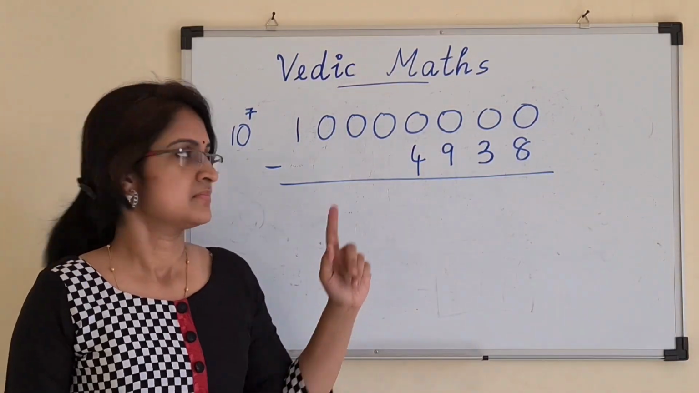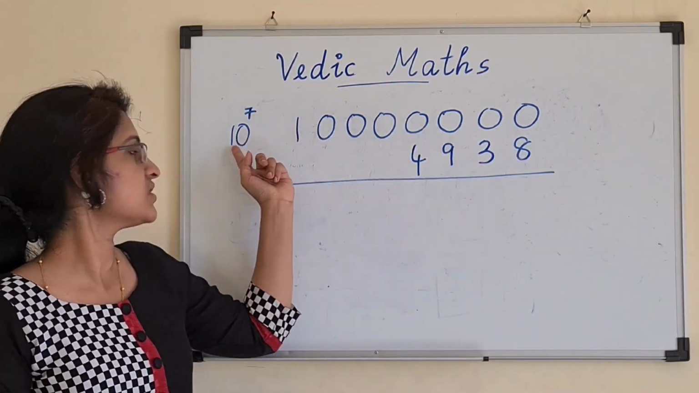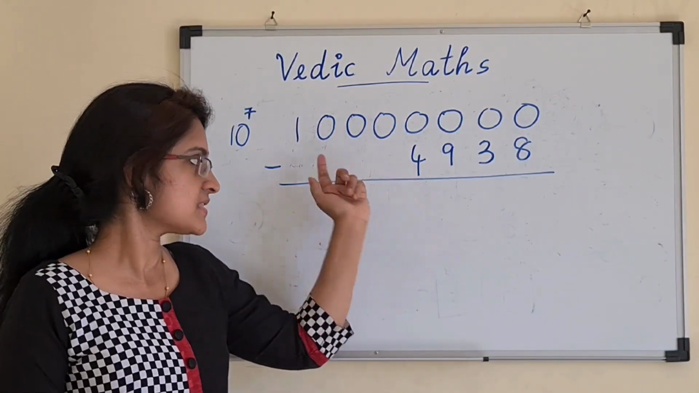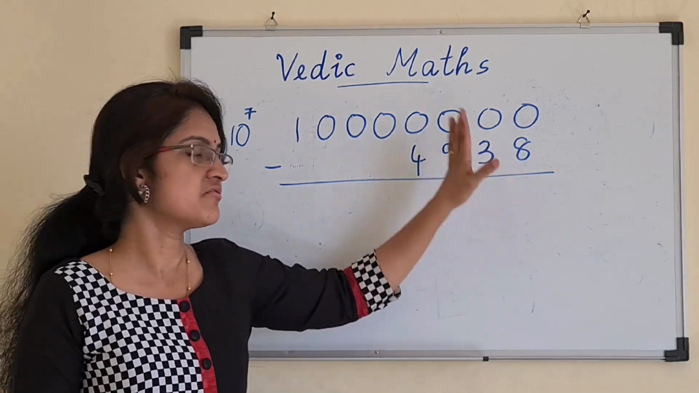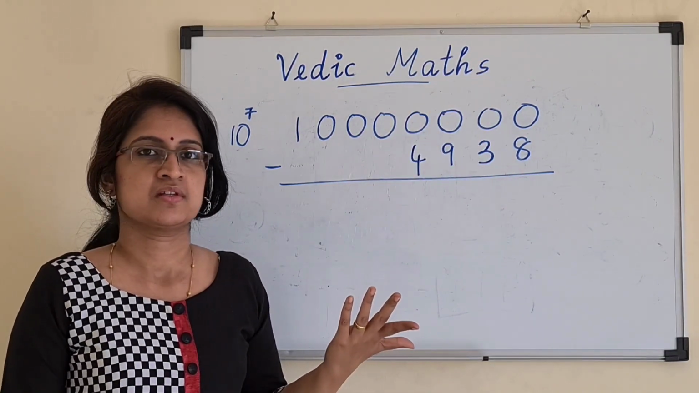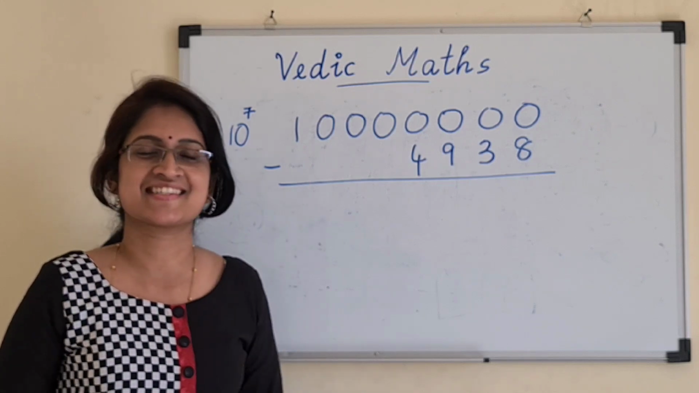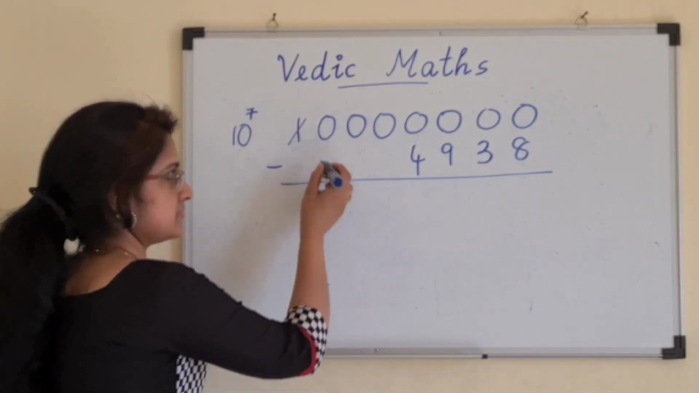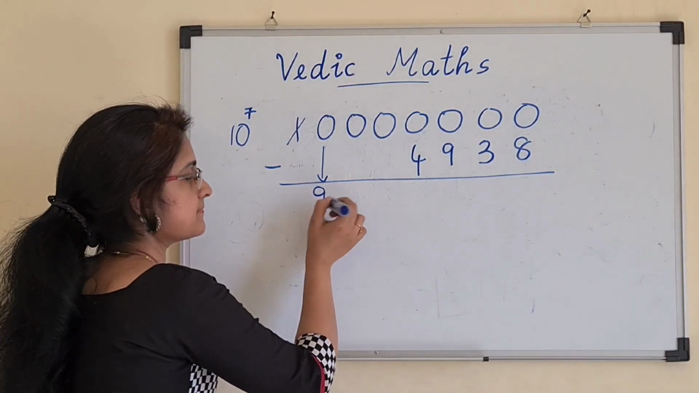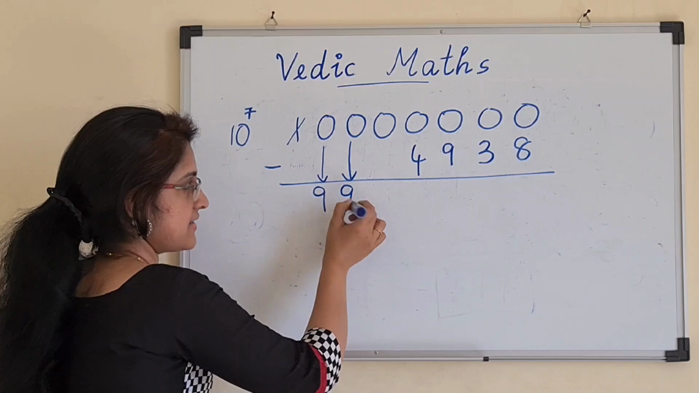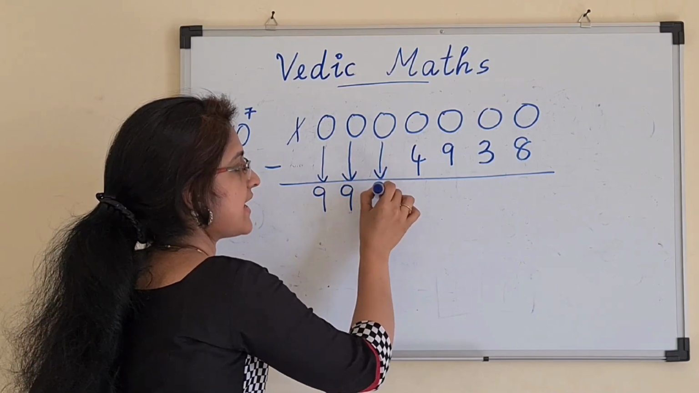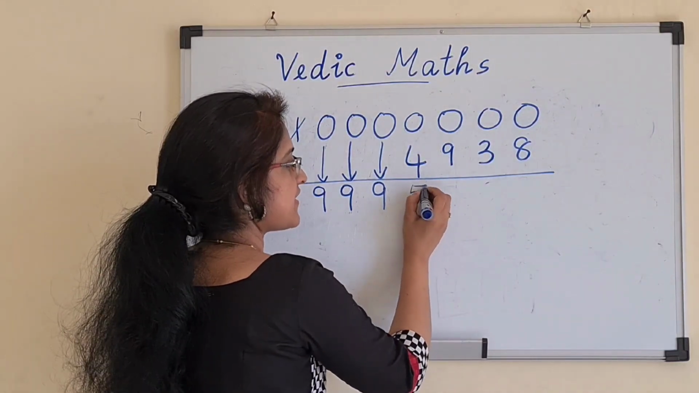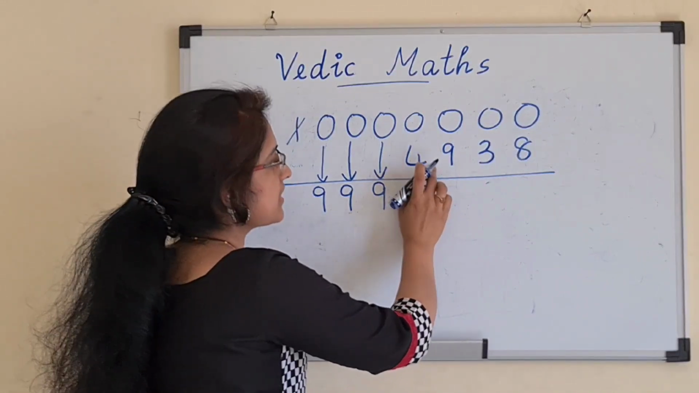Imagine this question. The first number is 10 to the power 7. We have to subtract 4938 from 10 to the power of 7. You can do it like this with the Vedic Maths trick. So ignore 1, this 0 becomes 9, this 0 becomes 9 again, this also will add up to 9. This pair will become 5 because 5 plus 4 is 9.